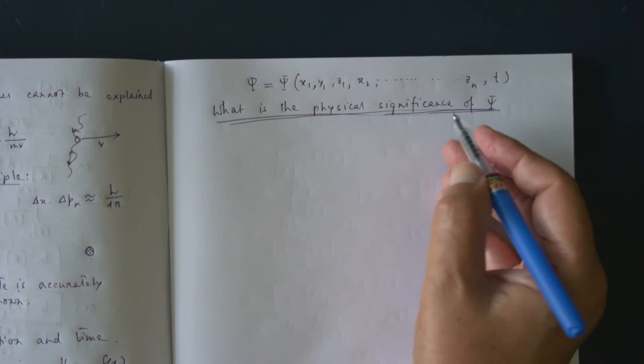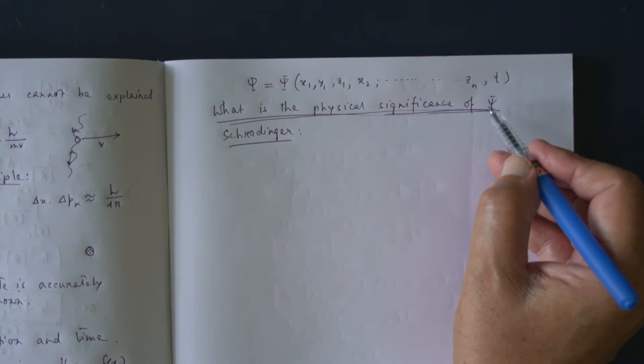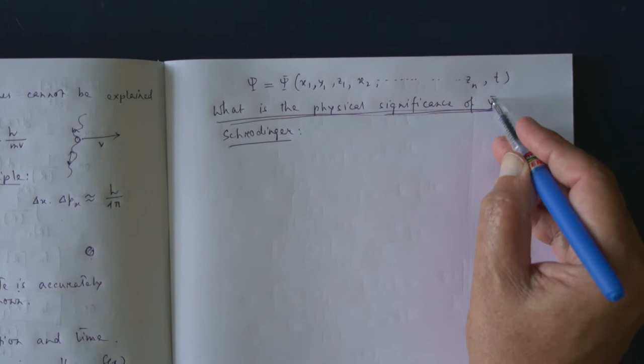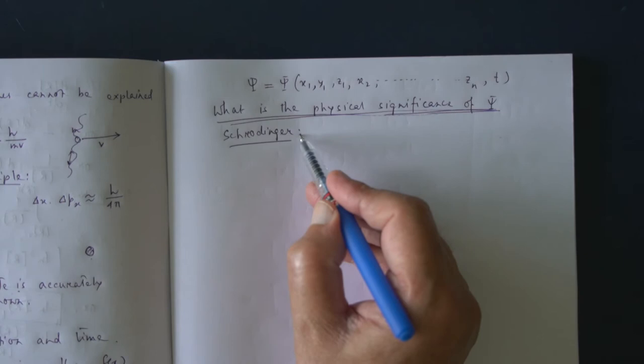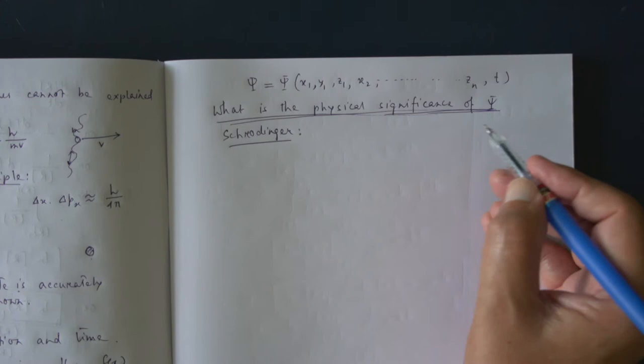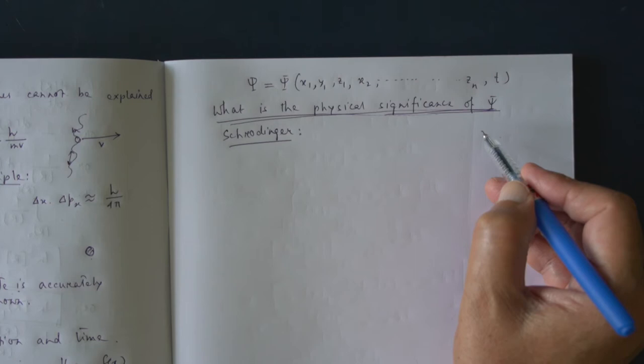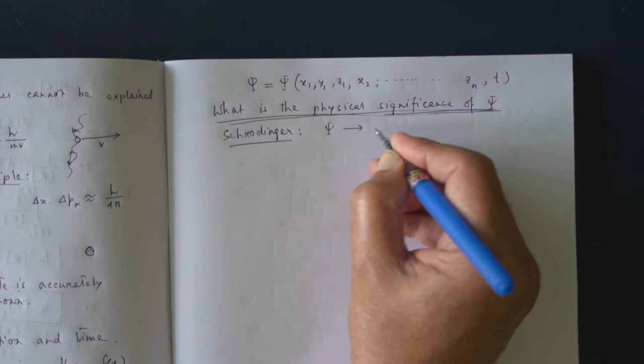Initially, Schrödinger said that psi is the amplitude of the wave associated with the particle. Amplitude of the wave means maximum displacement. But psi cannot be the amplitude of the wave. Why? In order to be amplitude, psi must be a function of three variables only, x, y, z.